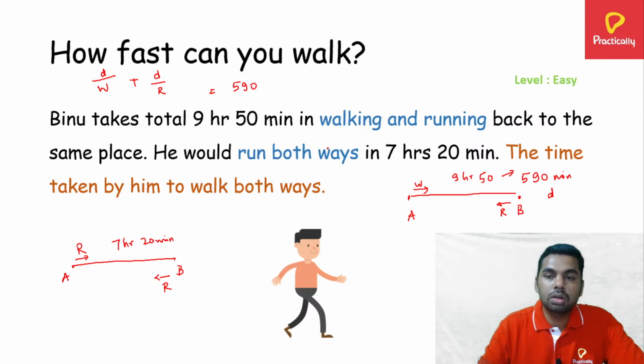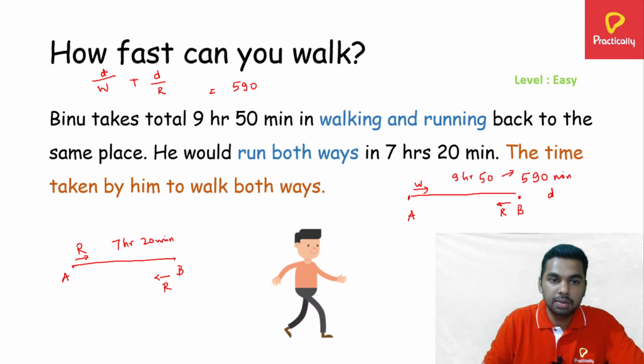Okay, so if you want to just go 1 meter forward and you have a speed of 1 meter per second, then you will reach that destination in 1 second. That's direct, right? So in a similar way, if you have D as the distance and W is the speed with which you go forward, then D by W is the time taken to walk forward. Now D by R is nothing but the time taken while he runs. So that is D by R.